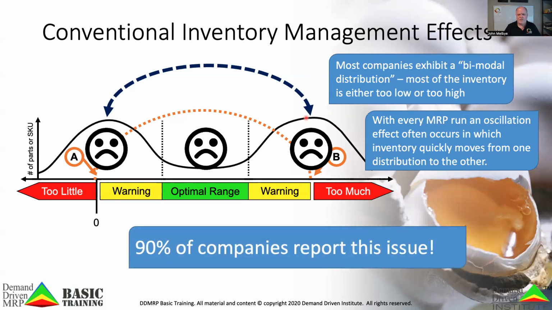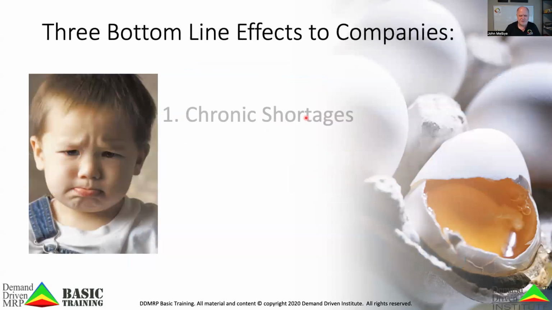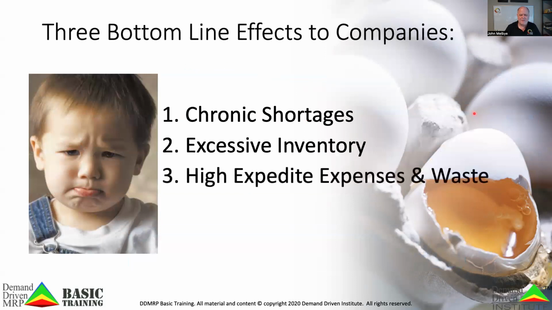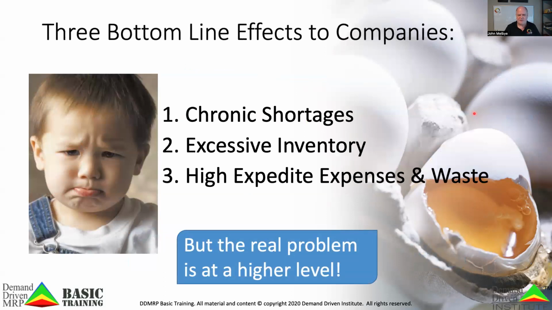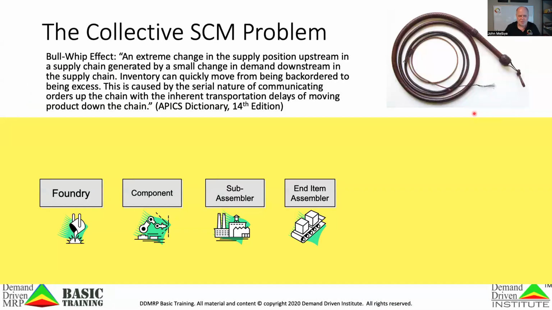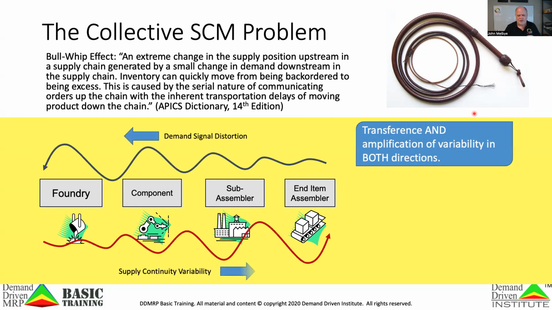90% of companies report this problem. And the 3 bottom line effects for companies are that we have chronic shortages, at the very same time we have excessive inventory, and we have high expedite expenses and waste. But the real problem is at a higher level. The real problem is something we call the bullwhip effect, originally called the Forrester effect, named after the person who discovered it or first coined the phrase, and we now call it the bullwhip effect. The bullwhip effect is essentially an extreme change in a supply position upstream in the supply chain, generated by a small change in the demand downstream in the supply chain. What that means is a little change from our customers translates into a large change at the other end of the supply chain.